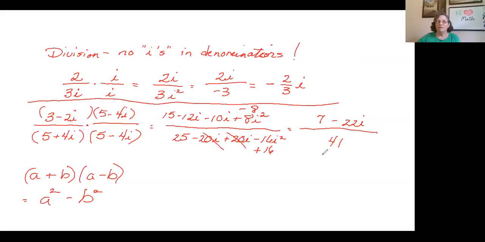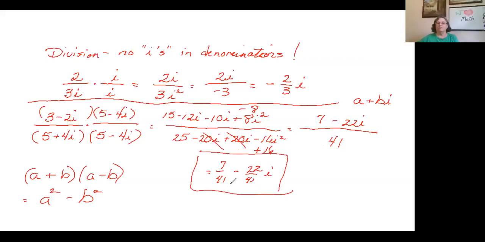Now to write this in the form a plus bi, we can separate this out into two fractions. So we've got 7 over 41 minus 22 over 41i. And that's your final answer written in the form of a complex number.